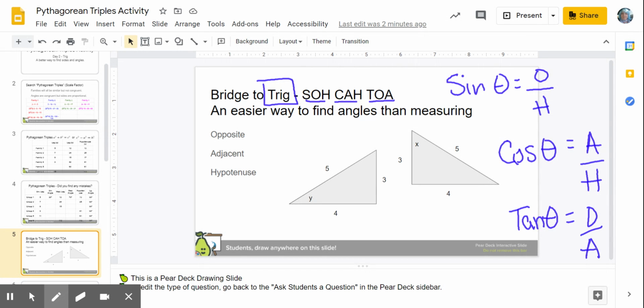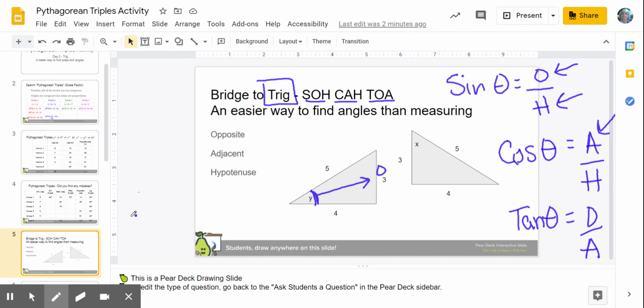But before we can do any of that, we need to know what the adjacent side is, what the hypotenuse is, and what the opposite is. So if you're standing on angle Y, the opposite side is literally on the opposite side of the triangle. So label that 3.